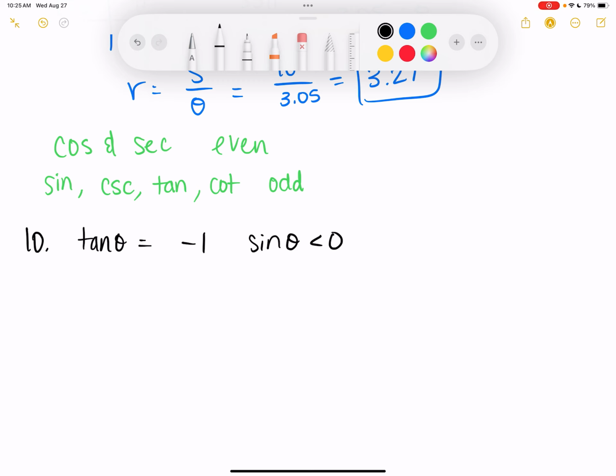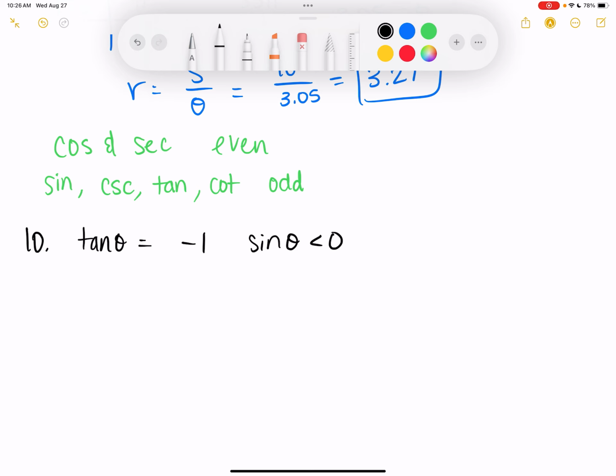So this is their way of making this a little bit more difficult. They're going to give you what a trig function is equal to, in terms of another trig function, and that's how they tell you where it is. So this means that sine has to be negative, so it's occurring at the bottom. Then I need to think, okay, where is tangent negative?